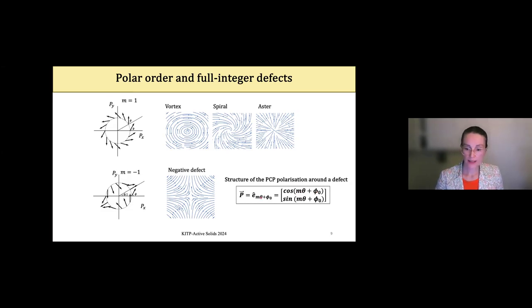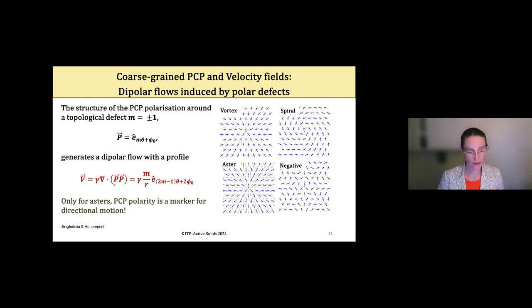Okay. Now we plug this polarization into the formula of the velocity field induced by the dipolar flows. And we find that the velocity decays as 1/r in the far field and has a fourfold symmetry that is interestingly misaligned with respect to the fourfold symmetry of the PCP polarization. Now, if you look at the positive defects, you see they are basically also positive defects, yeah? But they are rotated relative to the orientation of the polarization. Only for an aster, we have the PCP polarity as a marker of the directional flow. For the other ones, the orientation of the polarization is not necessarily aligned with the direction of the collective motion. For the negative defect, we have this eightfold symmetry that develops.